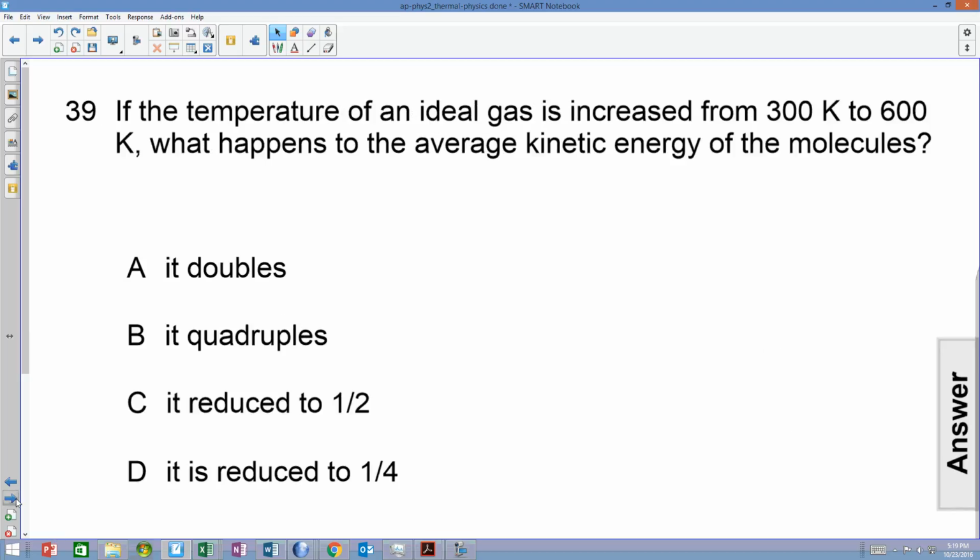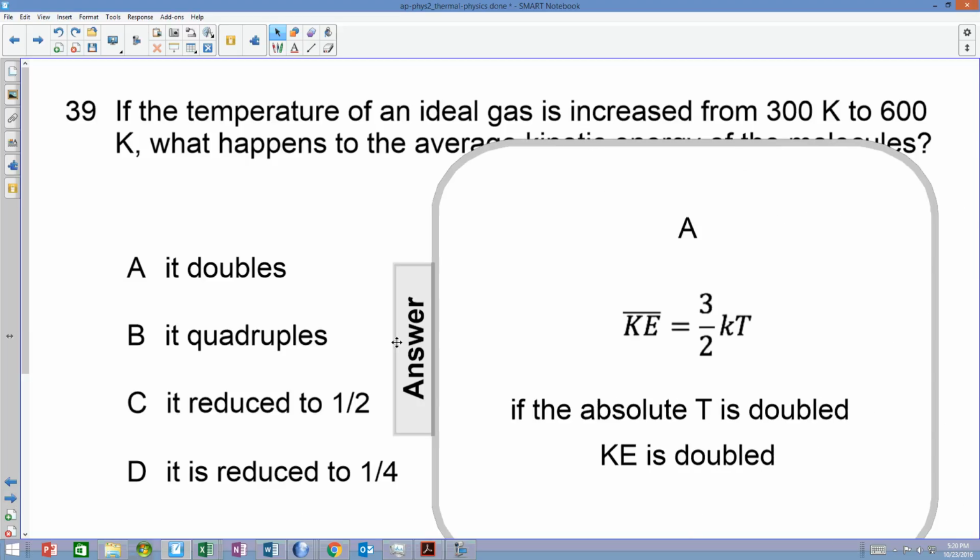If the temperature of an ideal gas is increased from 300 Kelvin to 600 Kelvin, what happens to the average kinetic energy of the molecules? A, it doubles. B, it quadruples. C, it reduces by 1/2. D, it reduces by 1/4. So let's take a look and see if you have the right answer. Again, pause the video if you need to. The correct answer is A. Remember that the average kinetic energy is proportional to the temperature. So if the temperature is doubled, the average kinetic energy also doubles.